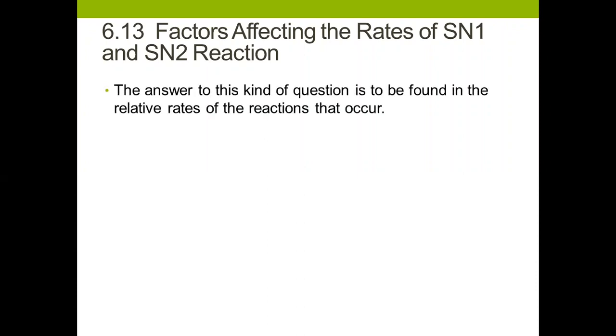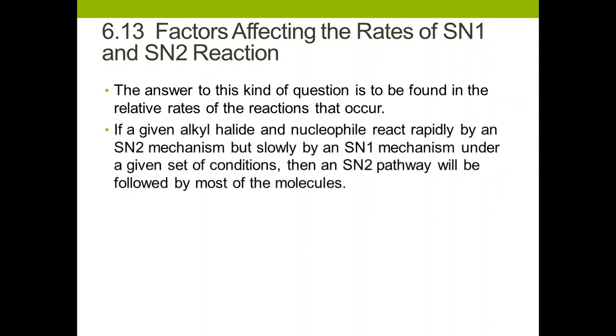So the answer to this question can be found in the relative rates of the reactions. If a given alkyl halide and a nucleophile react rapidly by an SN2 mechanism, but slowly by an SN1 mechanism under a given set of conditions, then which will it follow? Of course, since it is fast with SN2, you expect that the alkyl halide with a certain nucleophile will follow the SN2 pathway. This is different from the rate-limiting step. We're simply choosing which of the two types of nucleophilic substitution will be followed by a certain alkyl halide as our substrate.